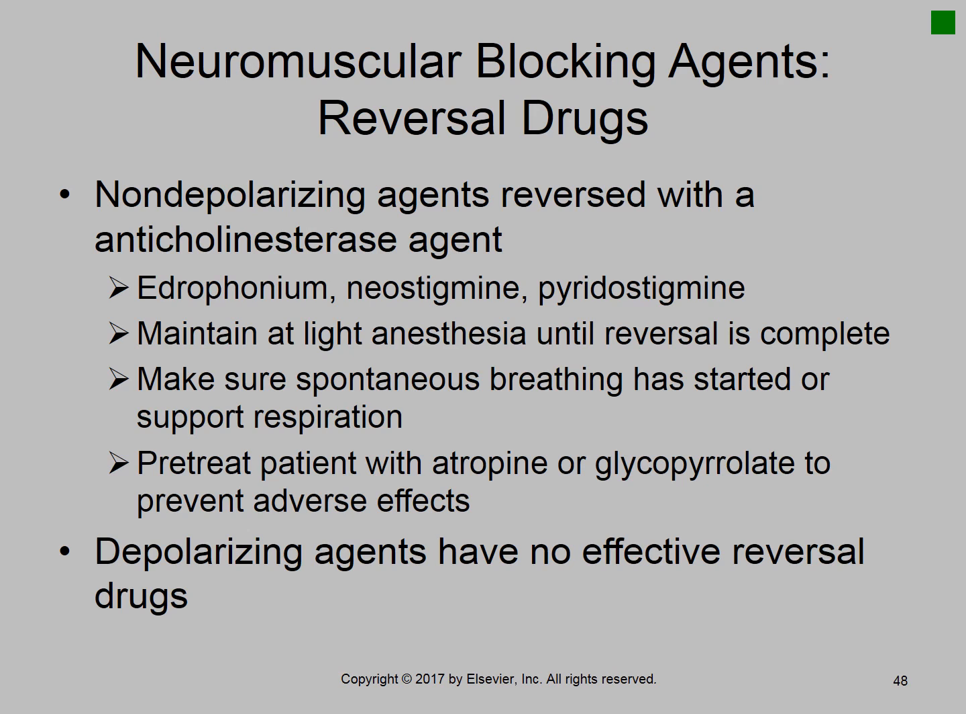Depolarizing agents have no effective reversal agents. There's nothing to reverse succinylcholine. You just have to let it wear off, but it wears off fast.